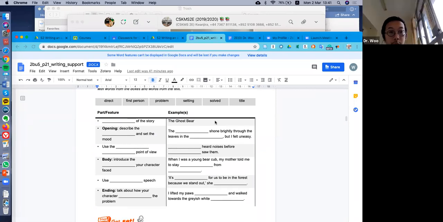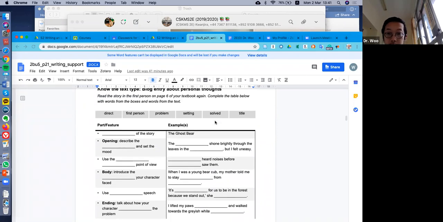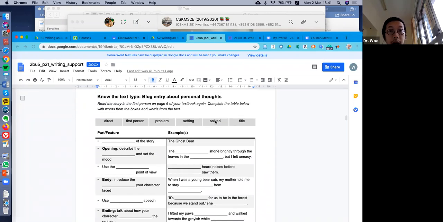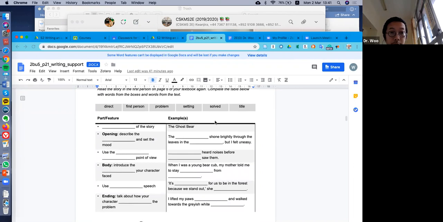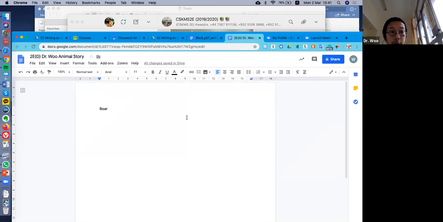Let's go through some of the things that we have to include in our story. The first thing is first person. First person means I perspective. First person equals I. That means that we will be writing many sentences beginning with I. I this, I that.